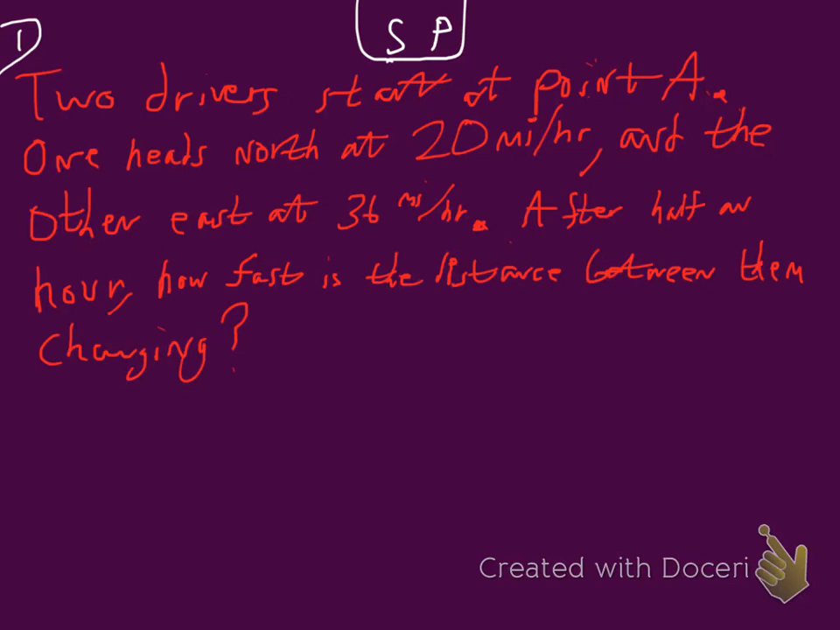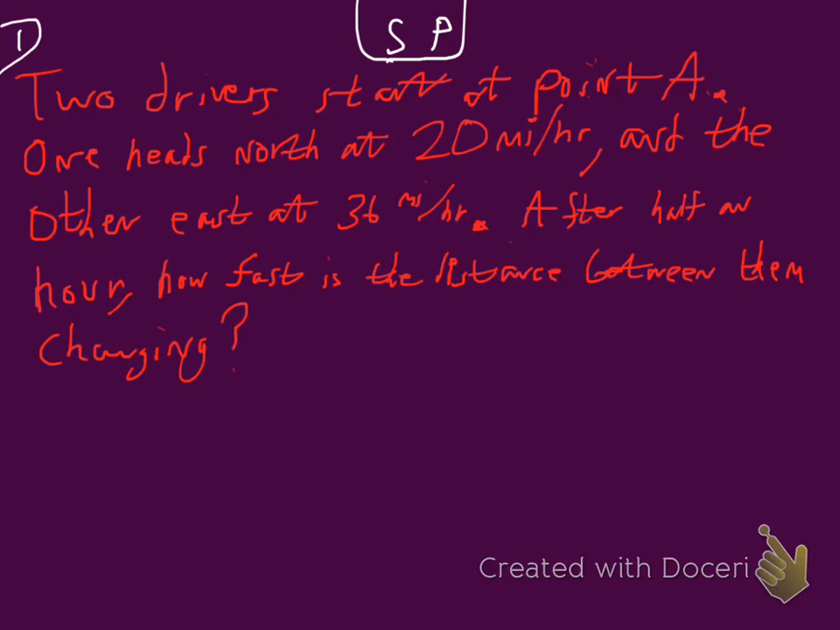So here's the problem. 2 drivers start at point A. One heads north at 20 miles per hour, and the other east at 36 miles per hour. After half an hour, how fast is the distance between them changing? How fast is the distance between the 2 drivers changing?